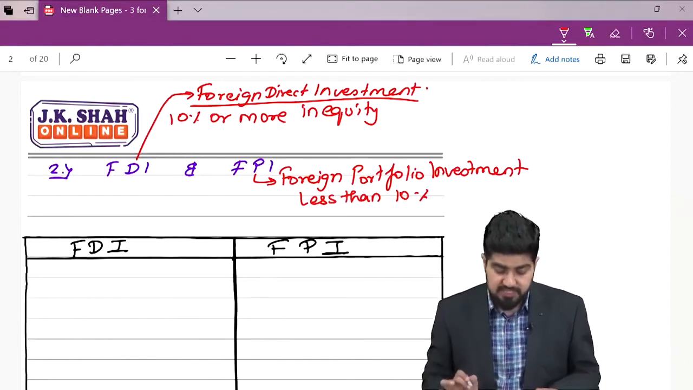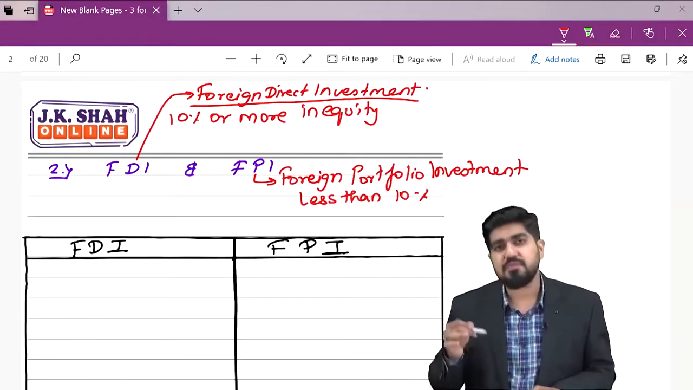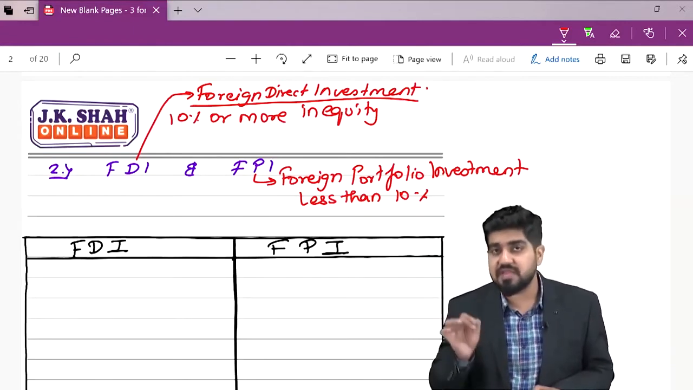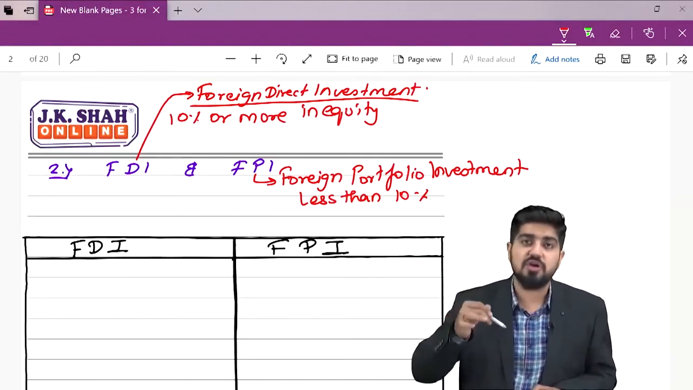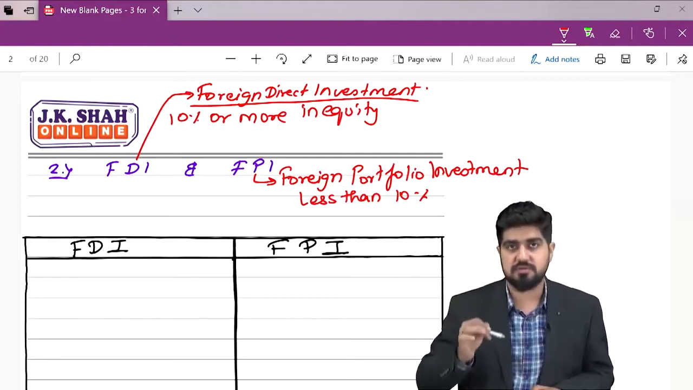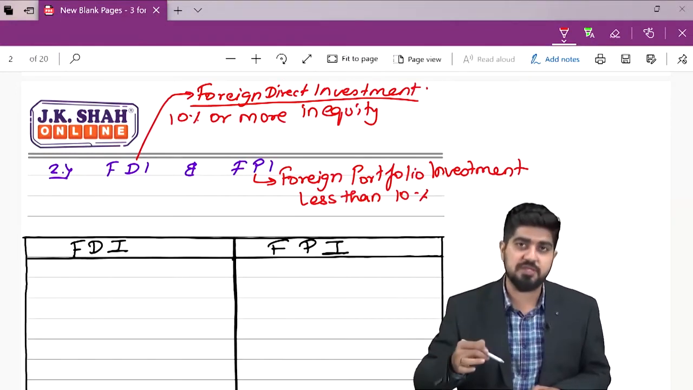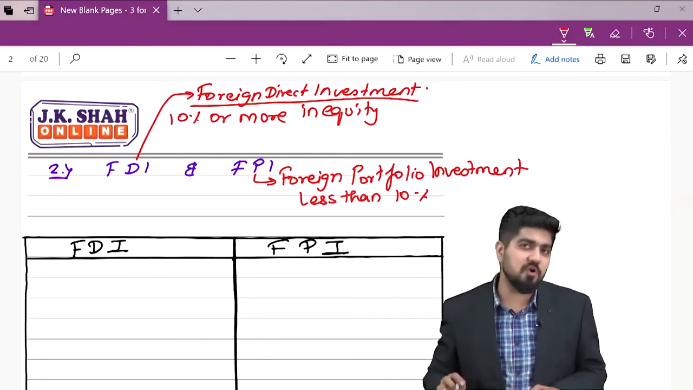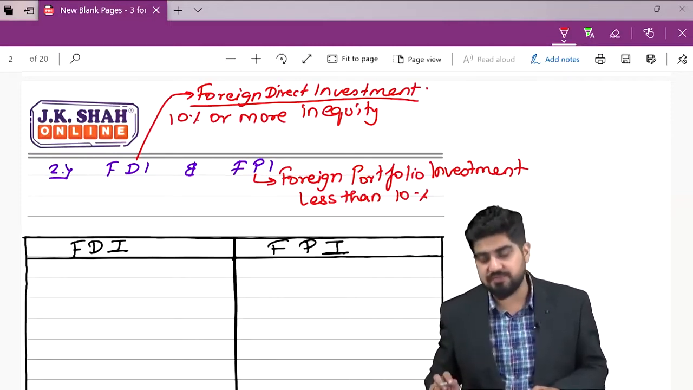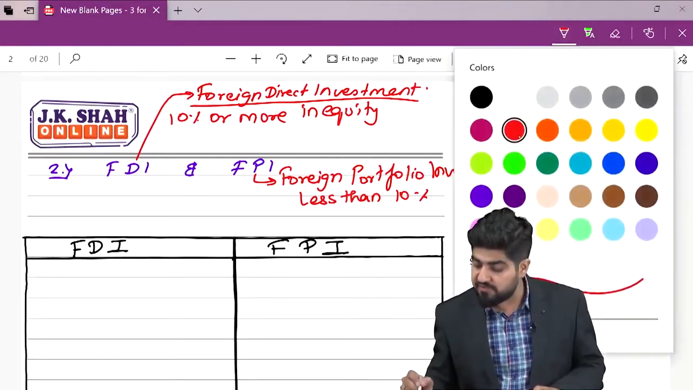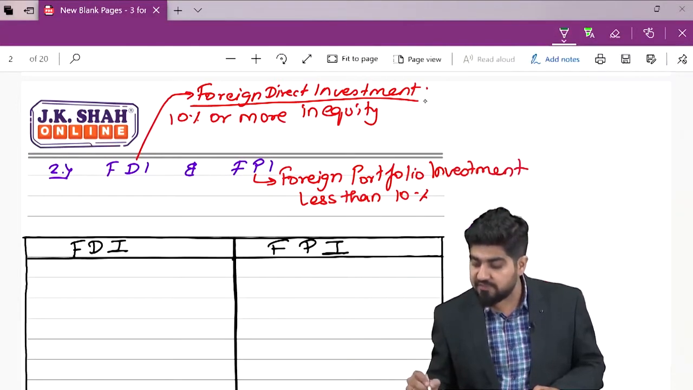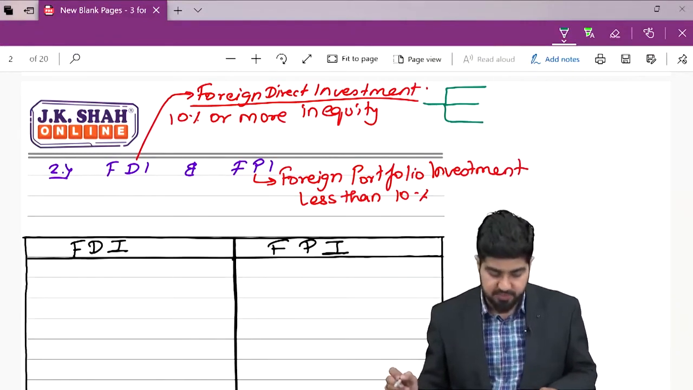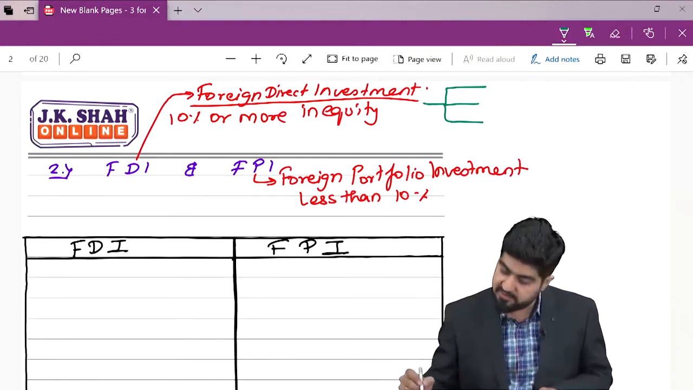But if the investment is done in, let's suppose, assets directly to finance your stock, to finance your advertisement, to finance your growth and expansion, all such investments will be called foreign direct investment. Now when we are talking about FDI, friends, we have three types of FDIs. What are these three types of FDIs? Let us have a look at it.